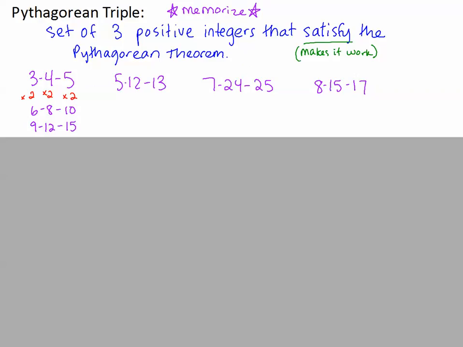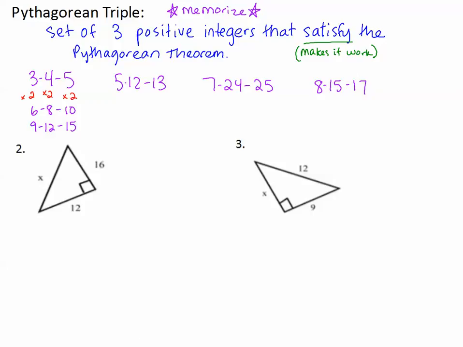Let's look at a couple more examples. In number 2, I see 12 and 16. First thing I want to ask myself, is this a triple? Because if it is, then I don't have to do any extra work. These are both positive whole numbers, so if they are positive whole numbers that are part of a triple, then I know the hypotenuse, what the answer will be, without using the Pythagorean theorem. So I see that 12 and 16 both have common factors. If I can think of something times 4, both of these can be divided by 4. 12 divided by 4 makes 3, 16 divided by 4 makes 4.